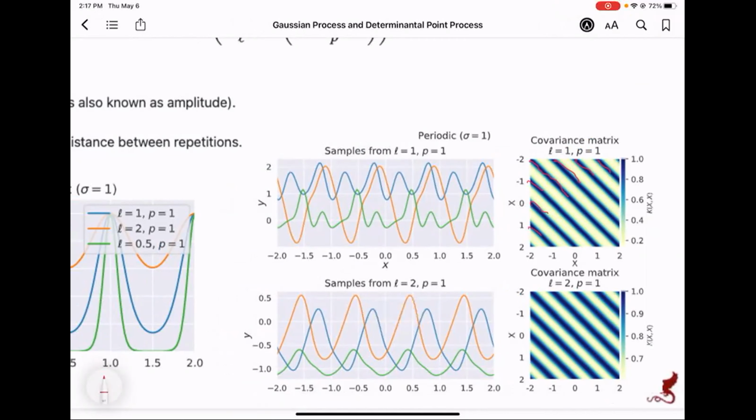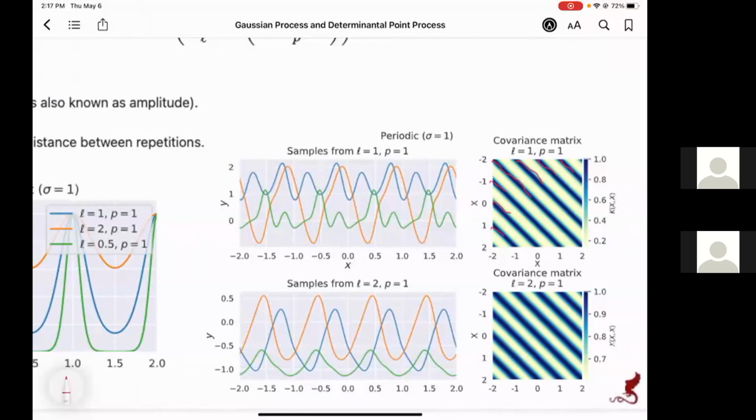If we slightly change the hyperparameter, in this case, if we make L larger, we still get the periodical functions, but they are relatively smoother in this second example.